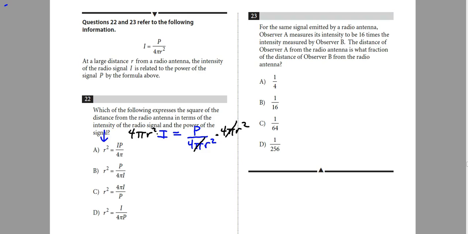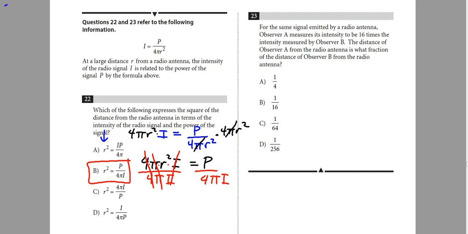So now we're down to 4 pi r squared times I equals P. And then to get r squared by itself, since this is all multiplication over here, I'm just going to divide by everything besides the r squared: 4 pi I. And these all go away. And boom, I got r squared equals P over 4 pi I. So that matches up with the correct answer, B. That one wasn't too bad, just a little bit of rearranging.